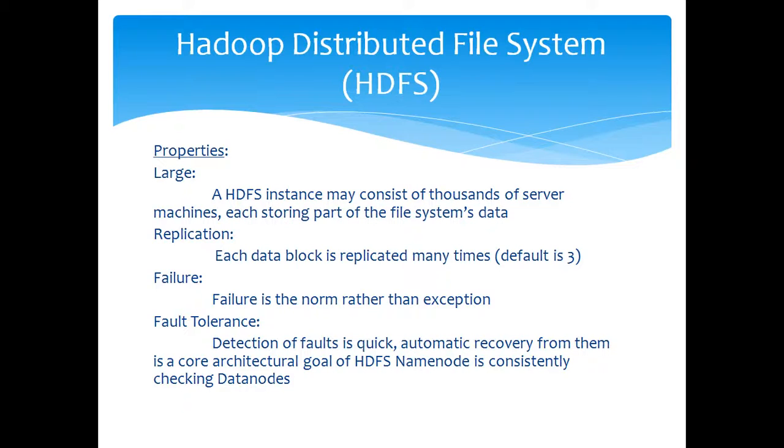Detection of faults and quick automatic recovery is the core architectural goal of HDFS. The name node is constantly checking the data nodes. As the main data is divided across data nodes and the name node, the data nodes should always communicate with the name node to get the data, to process the data, for the calculation time, and all those things.